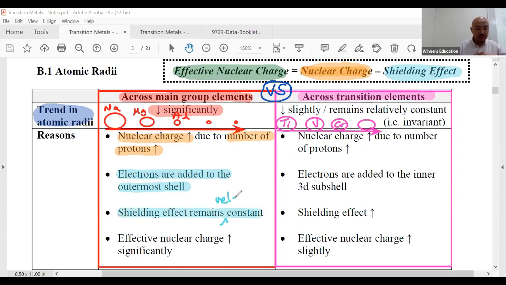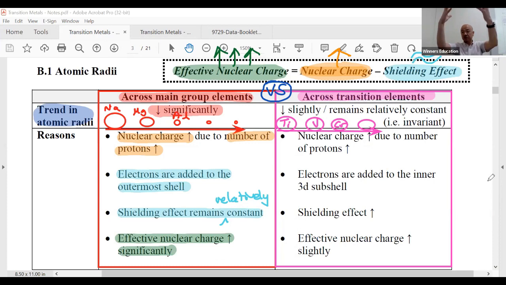Can I write out this word? Play more safe, relatively constant. They can't be exactly constant. So if you look at my ENC formula, once again, the shielding is about the same, but the nuclear charge increases. Obviously, the mathematical equation tells you effective nuclear charge increases very significantly. And from there, you should know the follow-up statement: stronger attraction of the valence shell to the positive nucleus, and therefore the size gets smaller and smaller. The decrease is quite significant.